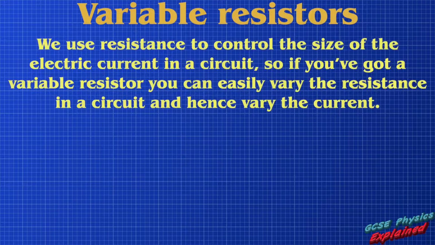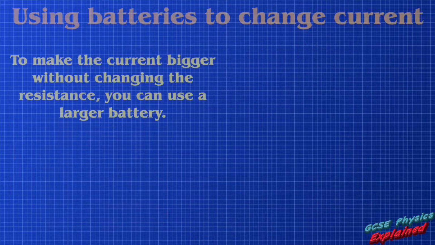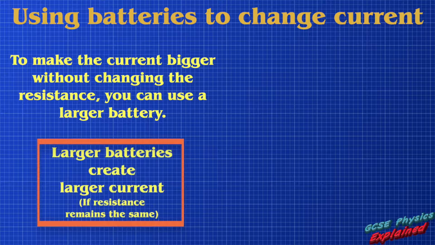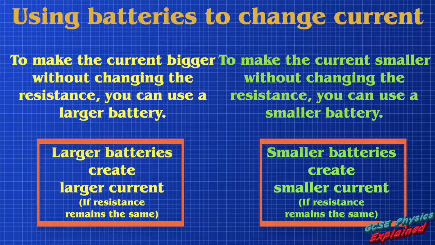We use resistance to control the size of the electric current in a circuit. So if you've got a variable resistor, then you can easily vary the resistance in a circuit and hence vary the current. To make the current bigger without changing the resistance, you can use a larger battery. You could do the same to make the current smaller by simply using a smaller battery.